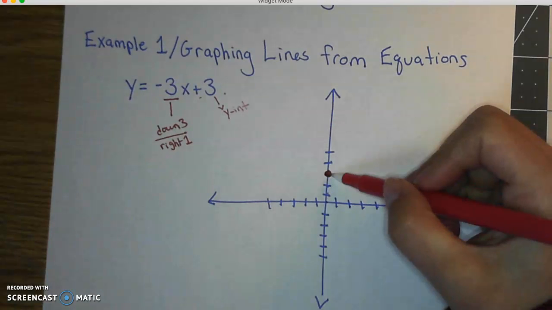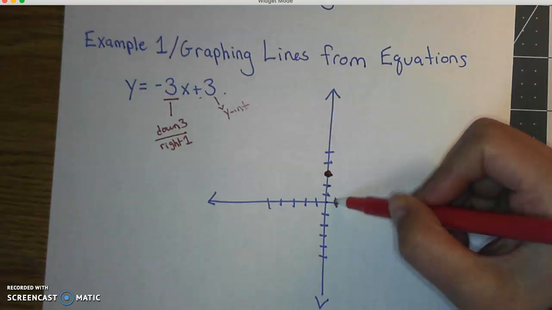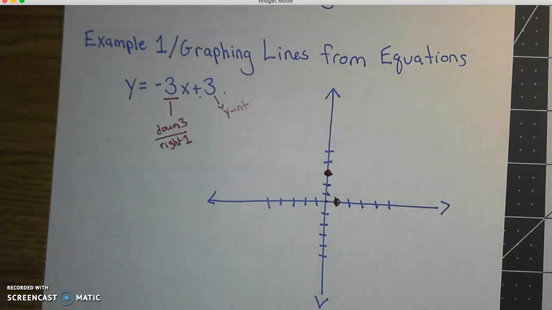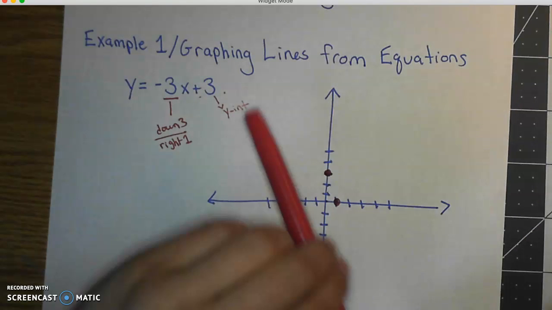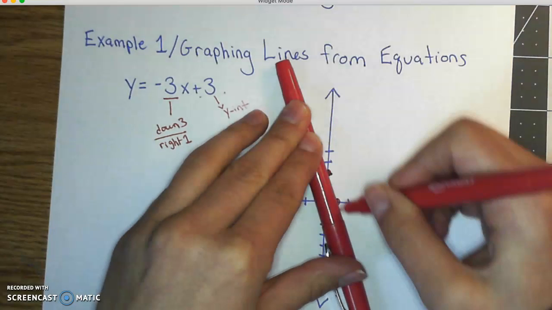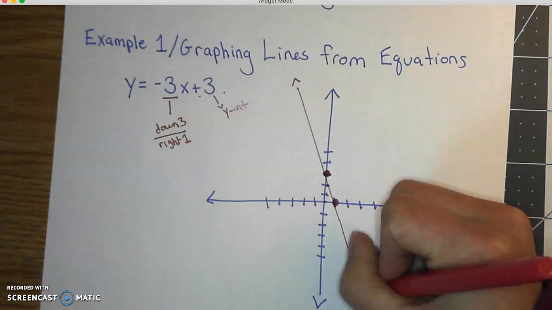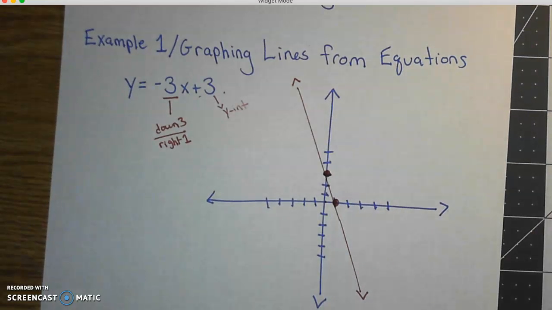So I go to my y-intercept. I go down 3, 1, 2, 3. I go to the right 1, and I make my second point. Now I can draw my line. Let's see if I can use this other pen. Yeah, there's my line. I graphed my line from an equation.